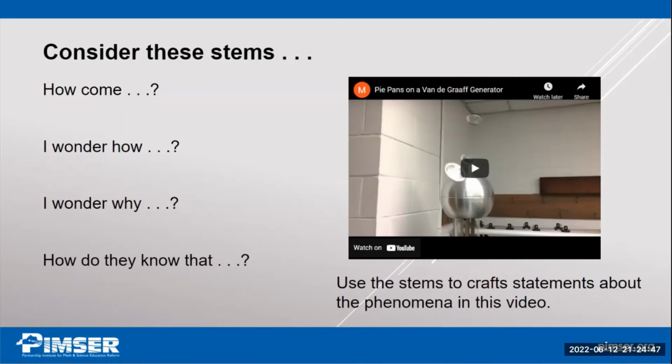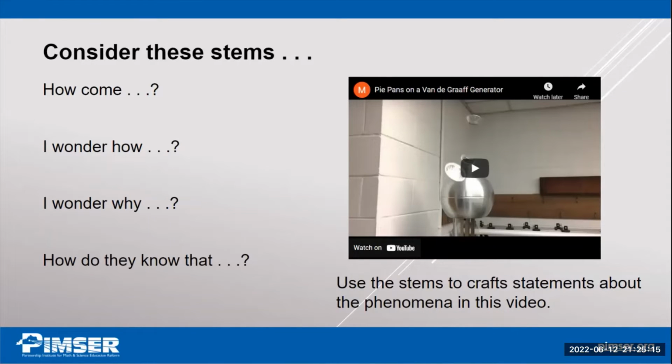Examine your statements. If working with others, take a moment to share with the group. Some possible statements may be, I wonder why the pie pans fly off the top of the Van de Graaff. I wonder why only one pie pan flies off at a time. How come this happens?